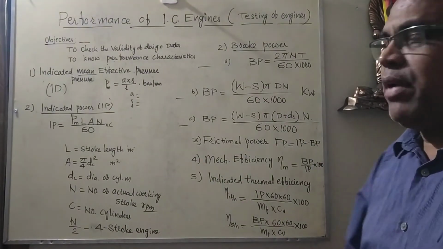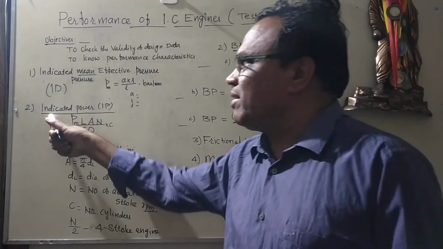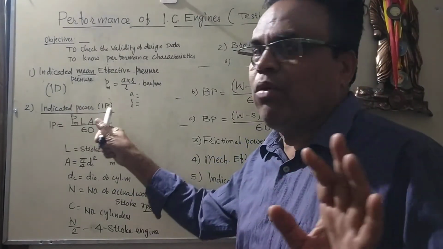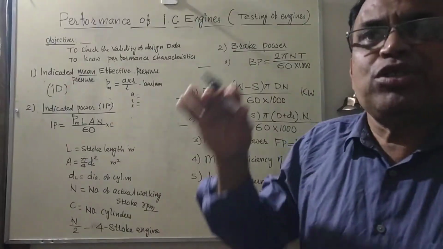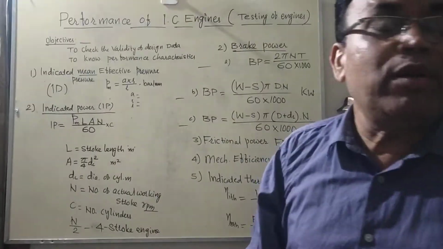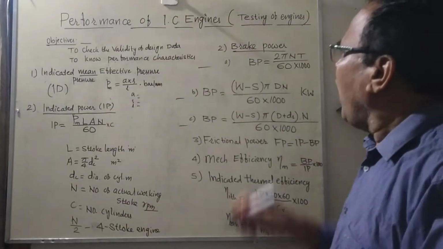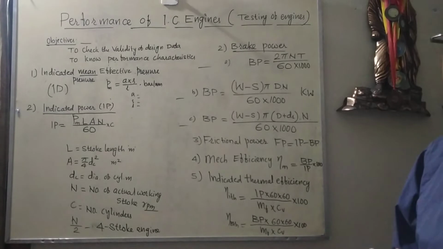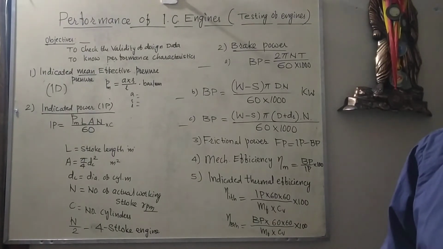Next we go for brake power, the output power. Input power is how much power is input to the engine in the form of air plus petrol. Output power is the brake power. Input power is always more than the output power.